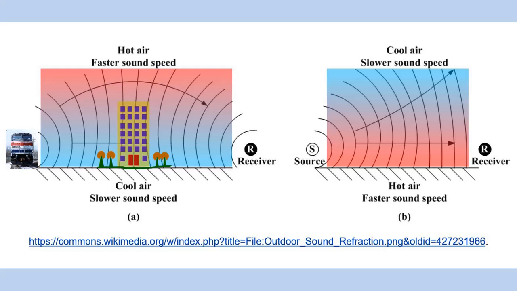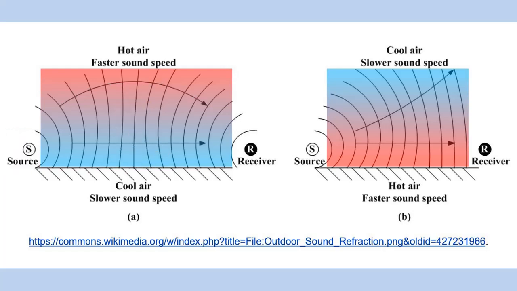So imagine that the source is a train, and that between the train and the receiver, you have houses, buildings, and all that stuff. So normally I would not hear the train whistle. But when it's wintertime, because the ground gets a lot colder than the upper atmosphere, I can suddenly start to hear the trains, because the sound from the train bends and comes over to me, the receiver.